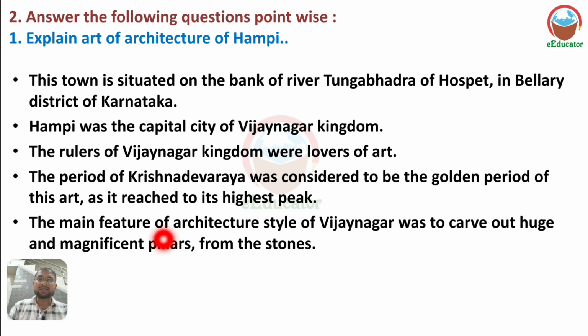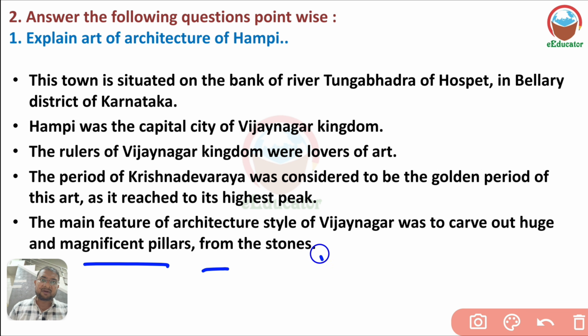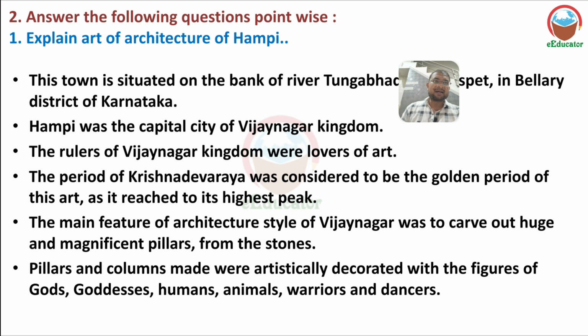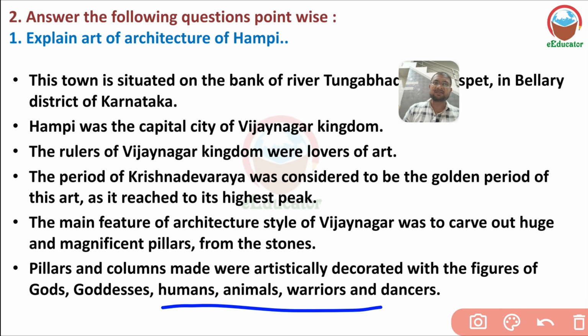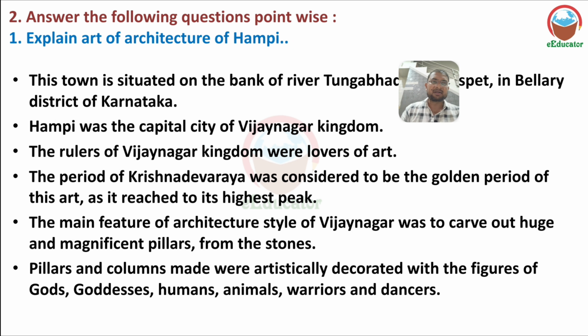The main feature of the architecture style of Vijayanagar was carving huge and magnificent pillars out of stone. It was a carving skill: magnificent pillars, and temples carved from a single stone. These are the main characteristics. Pillars and columns were artistically decorated with figures of gods, goddesses, humans, animals, warriors, and dancers, in the temples and in the fort palaces.